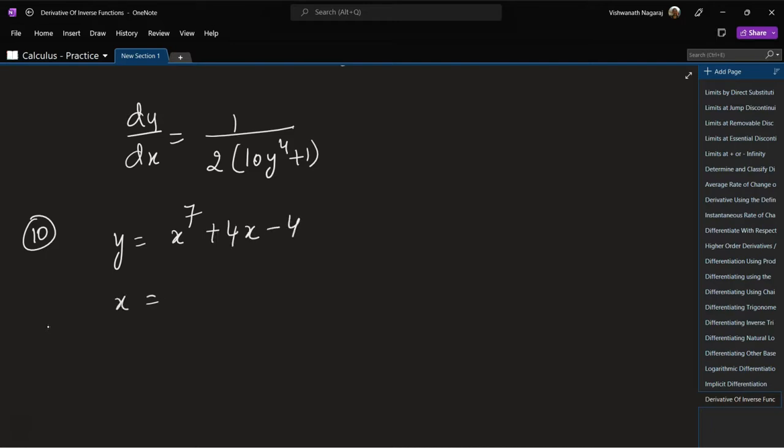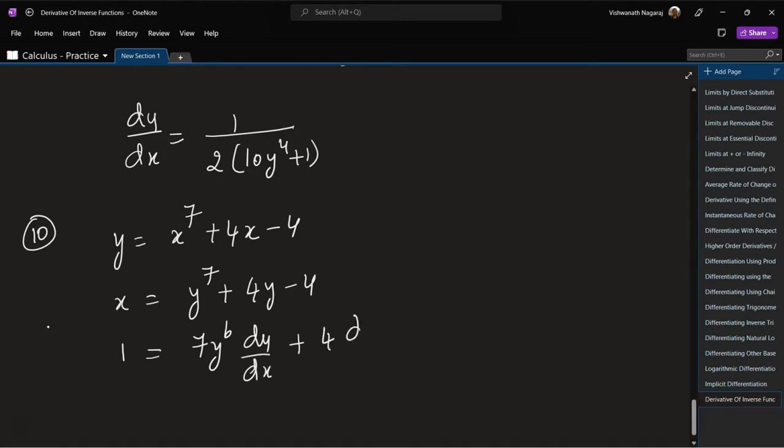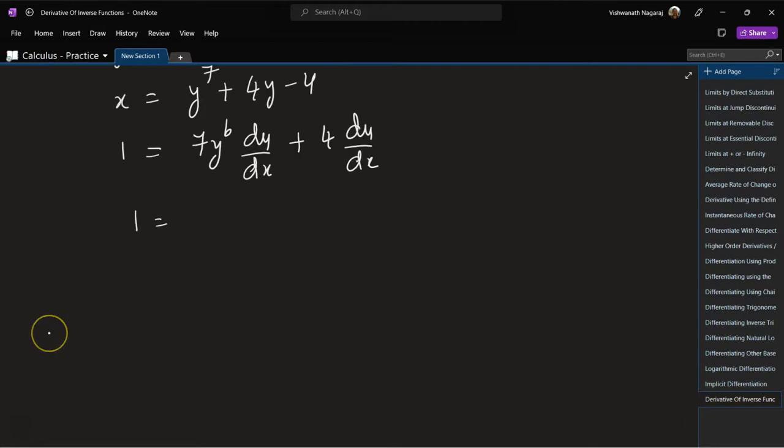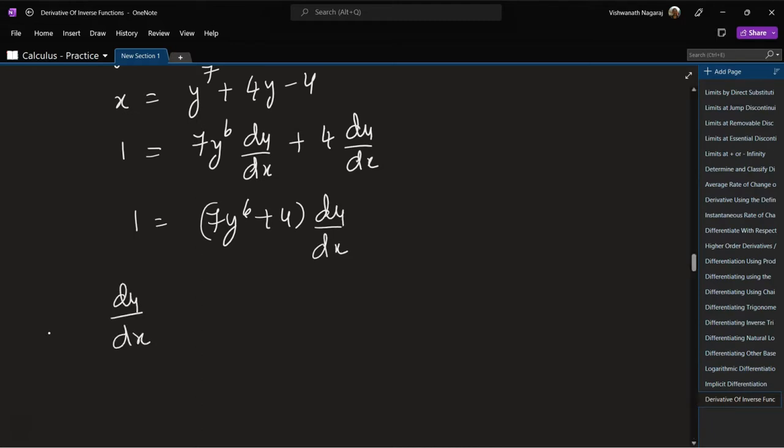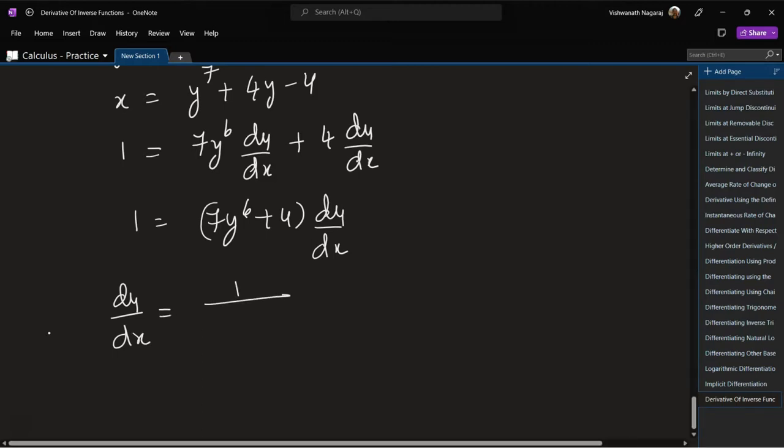Okay, 10th one, y is equal to x to the power of 7 plus 4x minus 4. So inverse of this is x equals y to the power of 7 plus 4y minus 4. So let's differentiate it. 1 is equal to 7y to the power of 6 dy by dx plus 4 dy by dx. So this would be 7y to the power of 6 plus 4 times dy by dx, and finally dy by dx of the inverse function would be 1 by 7y to the power of 6 plus 4.